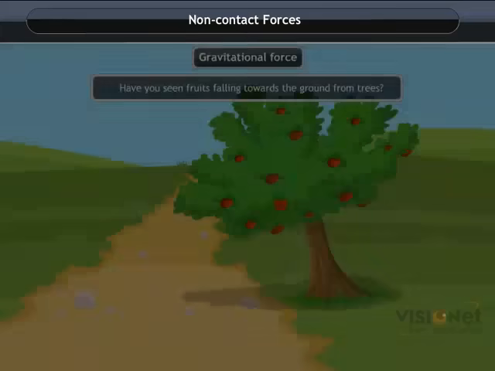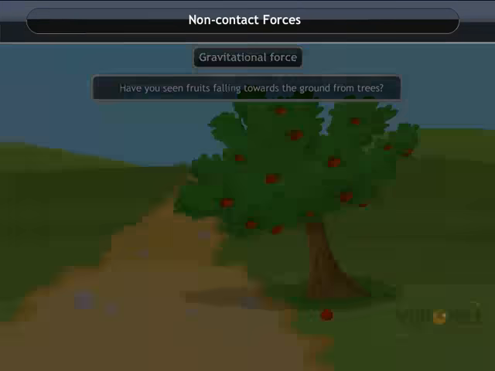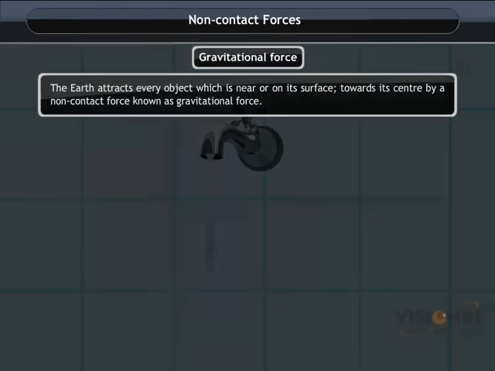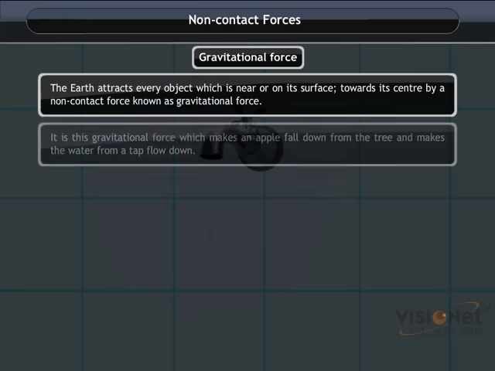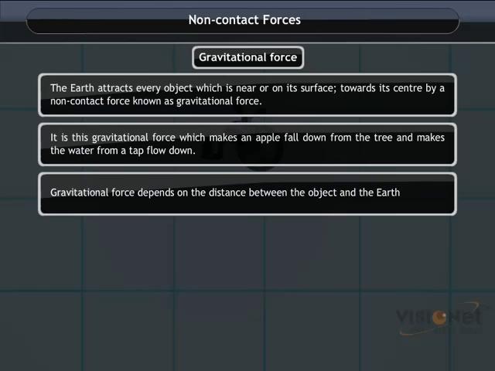Gravitational force. Have you seen fruits falling towards the ground from trees, or water from a tap or waterfall flowing down? Why do you think this happens? The earth attracts every object which is near or on its surface towards its center by a non-contact force known as the gravitational force. It is this gravitational force which makes an apple fall down from the trees and makes the water from a tap flow down. Gravitational force depends on the distance between the object and the earth.